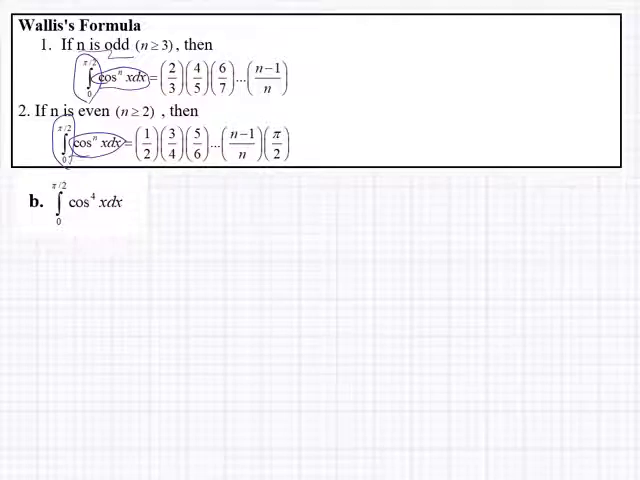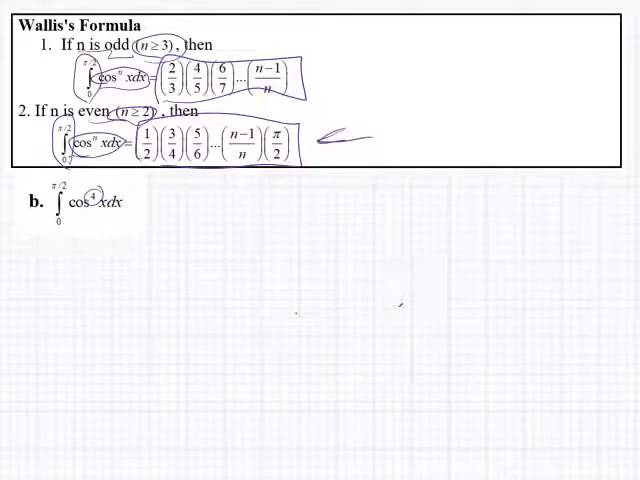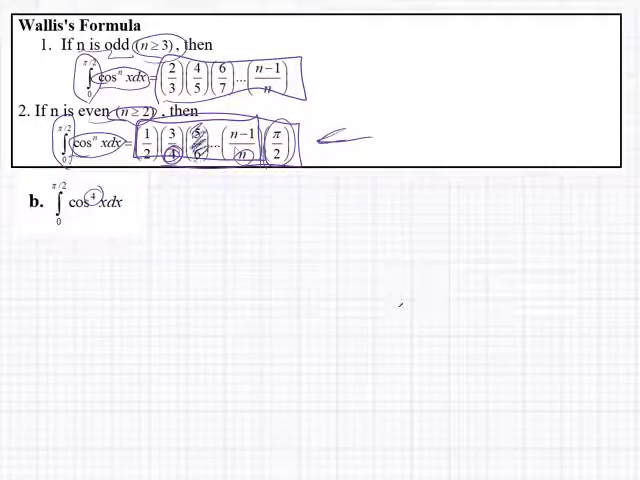If the power is odd, 3 or bigger, this is the formula for how we would generate the answer. If the power is even, 2 or bigger, this is it. So the last one we did was 4. So it's even, so it's here. What it says is that we should have an answer of 1/2 times 3/4 times 5/6 all the way up to n minus 1 over n times pi halves. Well, again, n was 4, so we're actually going to stop here, so this won't be here.